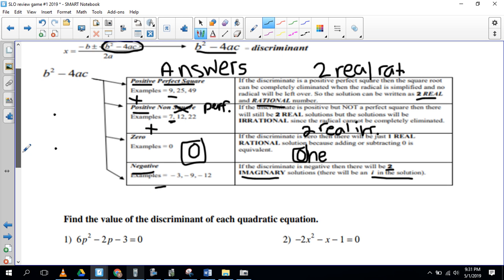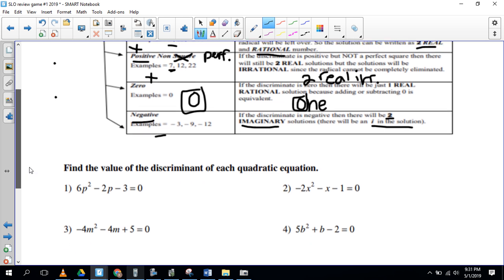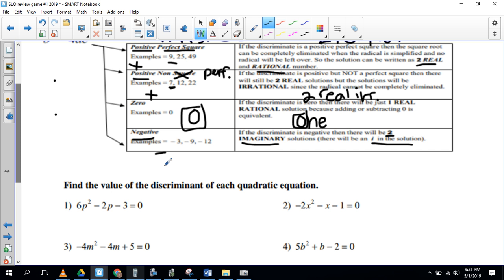So let's look at some examples, and we're going to try to use that. In order to do this, we're going to use our formula b squared minus 4ac. And remember, we find this discriminant formula under the quadratic formula. Okay? So our a is always going to be in front of the x squared. Our b, which is negative 2, is always in front of our x term. And our c is always the one by itself. So a is 6, b is negative 2, and c is 3.